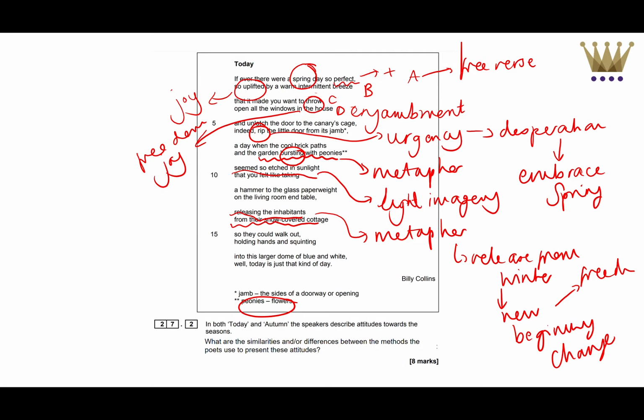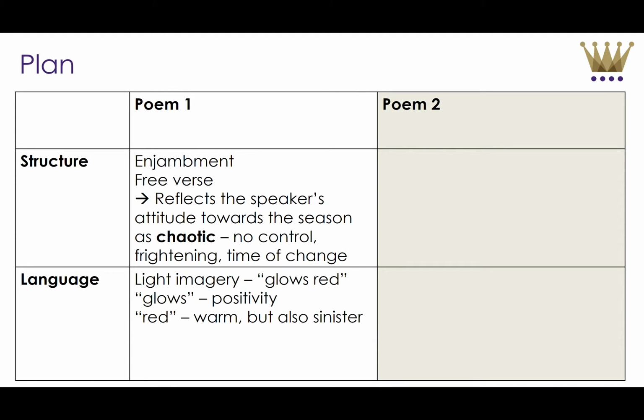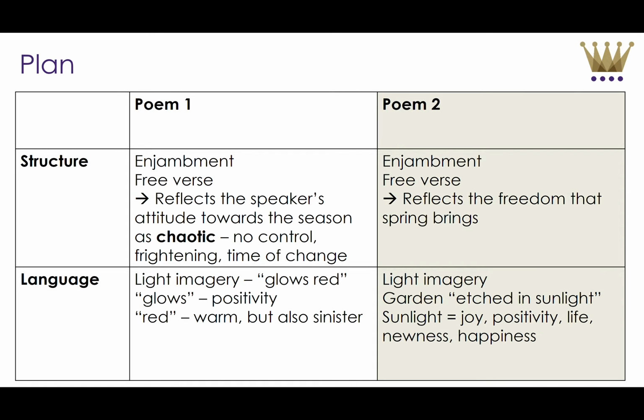I really like that. Okay, so now step 4, plan out my ideas for the second poem, plan out one structural feature, one language feature that they use and why, link to the question focus, and then I write for around 10 minutes because I've spent about 5 minutes planning. So here is my plan now for poem 2, and you can see that I've tried to think about similarities and differences. So for structure, I said it also uses enjambment, it's also free verse, so I'm trying to make those connections. But I've said here it's really important that we look at how it reflects the freedom that spring brings.